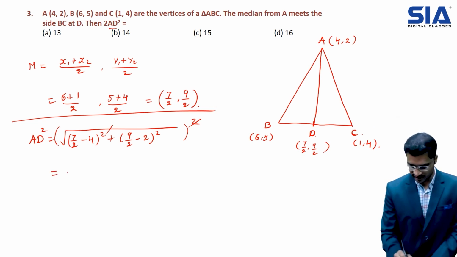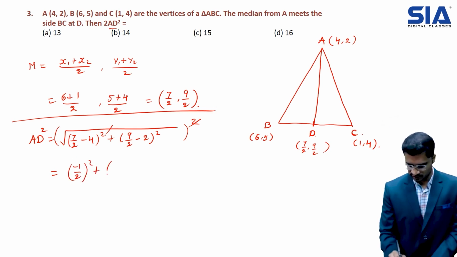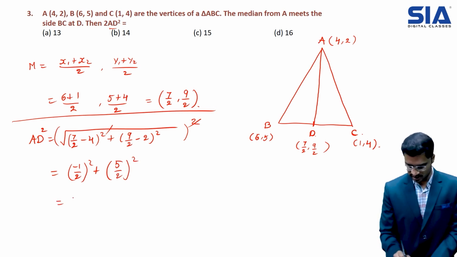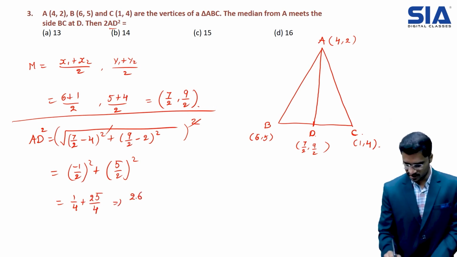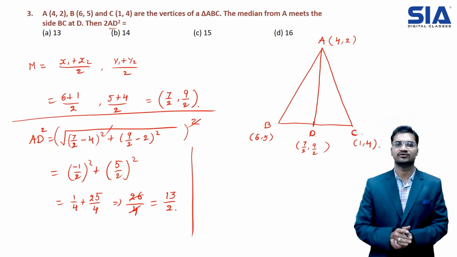Then the value of AD square is what? 7 by 2 minus 4 is 7 minus 8, which is minus 1 by 2 whole square, plus 9 by 2 minus 2, which is 9 minus 4, is 5 by 2 whole square. Then AD square is 1 by 4 plus 25 by 4. Then the value of AD square is 26 by 4, which is 13 by 2. So the value of AD square is 13 by 2.